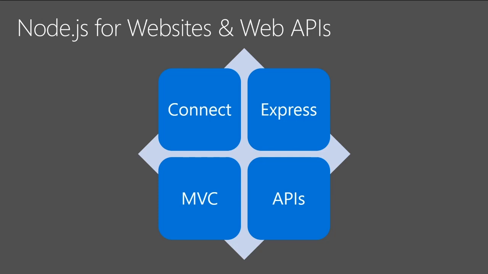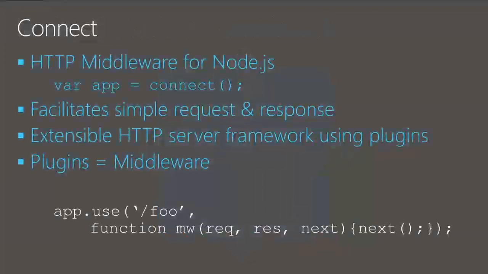There's really only one thing. I started with 4, and then I just went down to 1. Connect is the one that you really need. Connect is, let me jump over here. Connect is what's called middleware. It is middleware for Node.js.